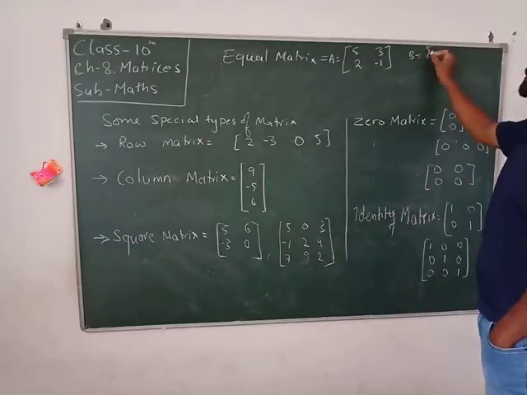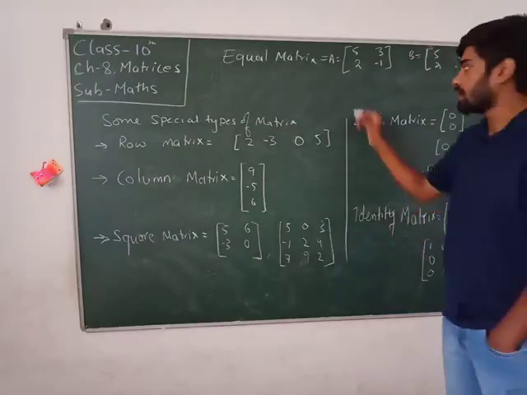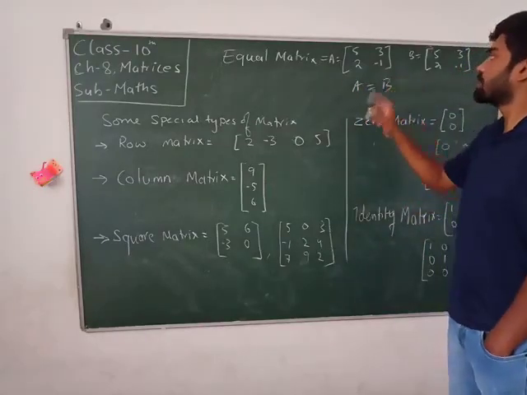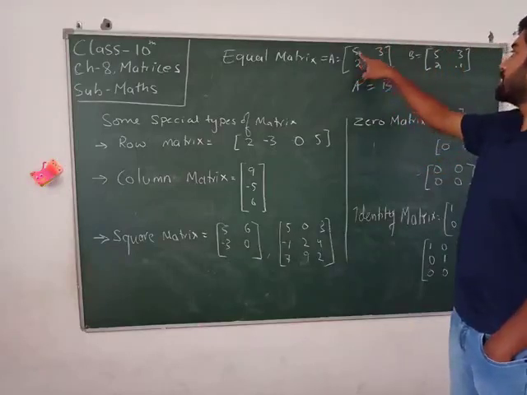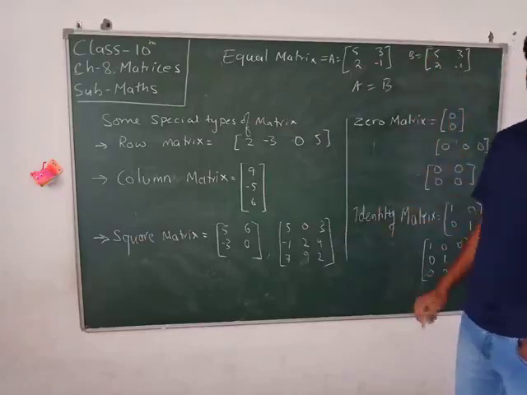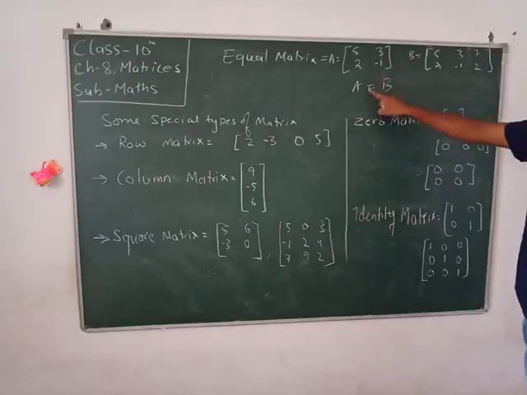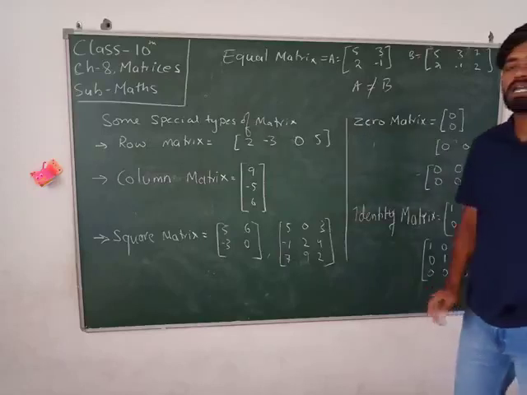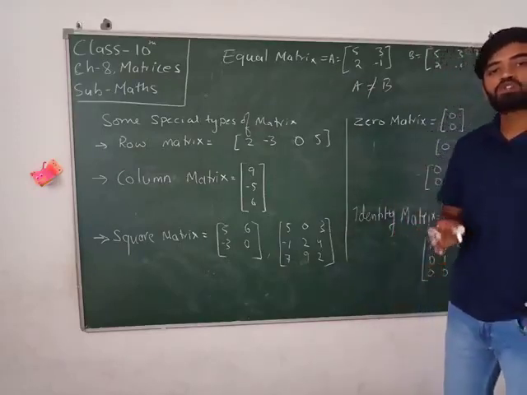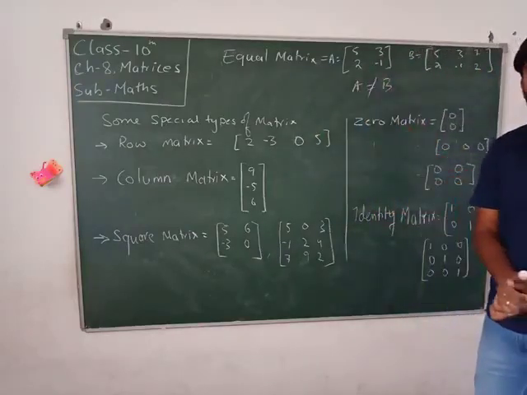B matrix is given to me: 5, 3, 2, minus 1. So I can say they both are equal. I will say A matrix is equal to B because every element matches: the very first element 5, and this is 3, this is 2, this is minus 1, equal. But even if I had added one more column, let's say 7 or 2, I won't say that A is equal to B. A is not equal to B at all. Each and every element should be equal, and there should not be any extra element. Then only the matrices are called equal matrices.